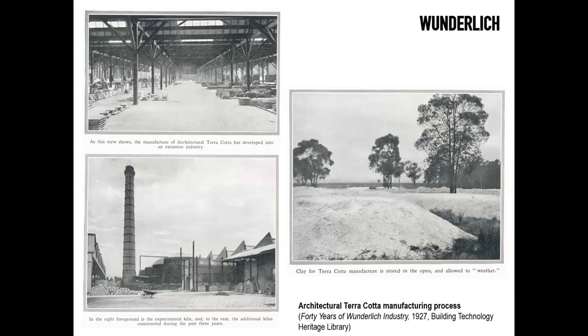So for example, Wunderlich in the first part of the 1900s started as a company that was set up to do other building systems, particularly ceiling systems that also had metal works. Wunderlich adopts and embraces this production of architectural terracotta, therefore becoming one of the most important manufacturers of building products in Australia.